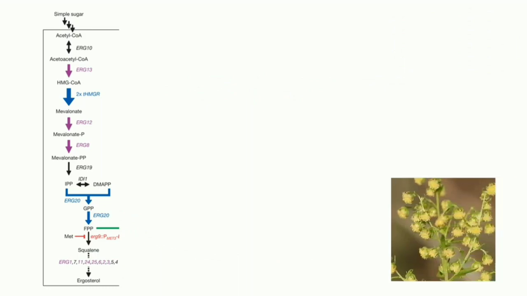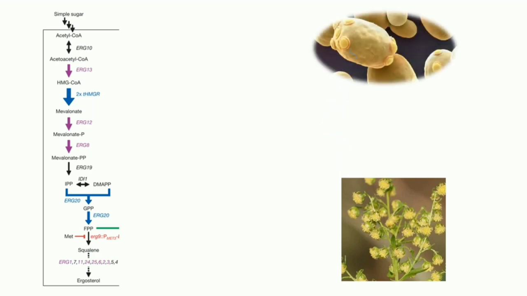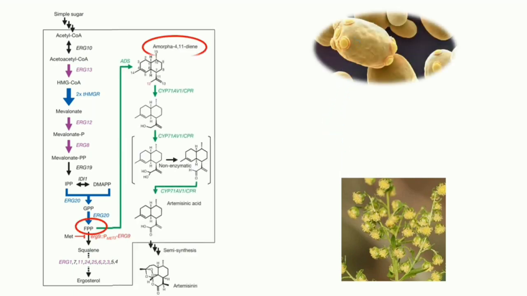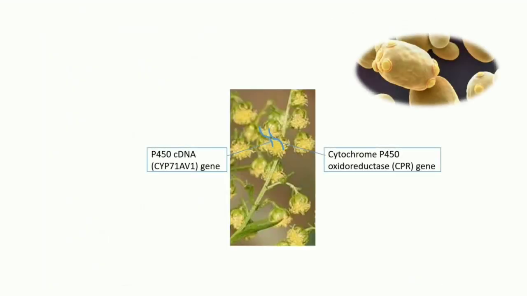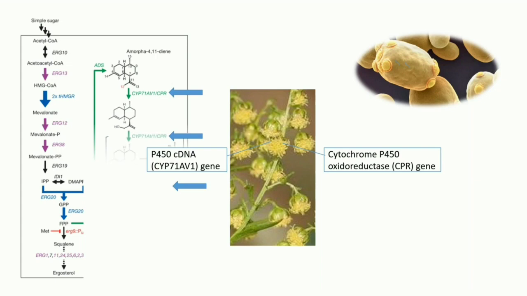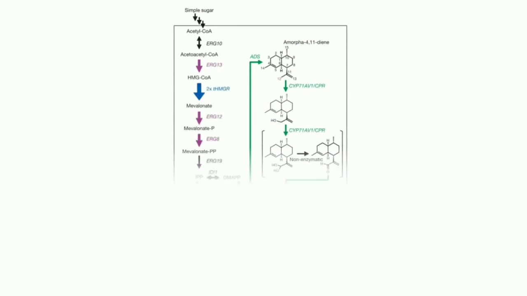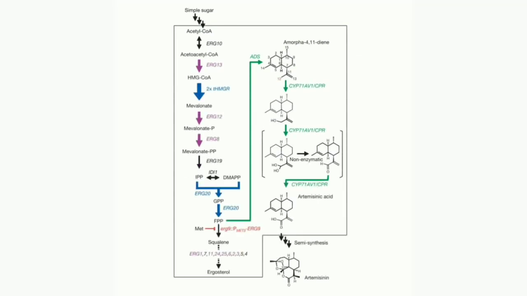In the second step, heterologous expression of the ADS gene in the yeast was done by extracting the gene from the wormwood plant, which then catalyzes the conversion of FPP to amorphadiene. Finally, two genes for P450 extracted from the plant were expressed in the yeast, which then metabolically synthesized artemisinic acid from amorphadiene via the three oxidation steps. And this is how a whole new metabolic pathway could be engineered into a totally different organism to serve a particular purpose.